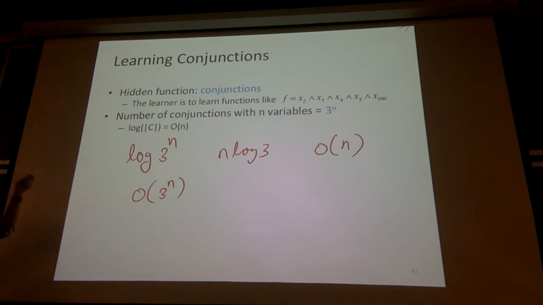What this means is this class of functions is learnable in the mistake bound. There is at least one algorithm, namely halving, which can learn the function making only a polynomial number of mistakes. Conjunctions are learnable in the mistake bound. Monotone conjunctions are also learnable in the mistake bound because they only have 2 power n functions.